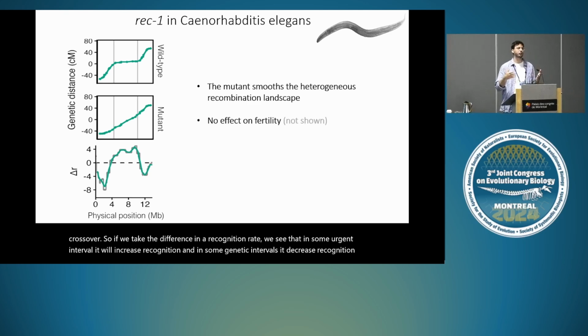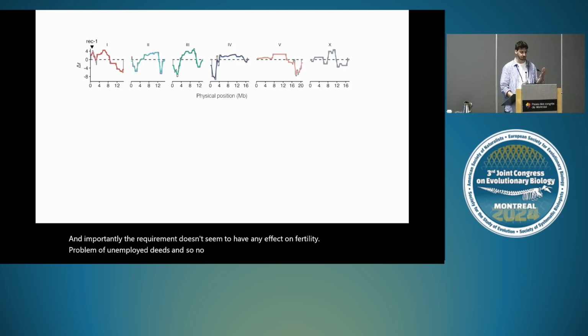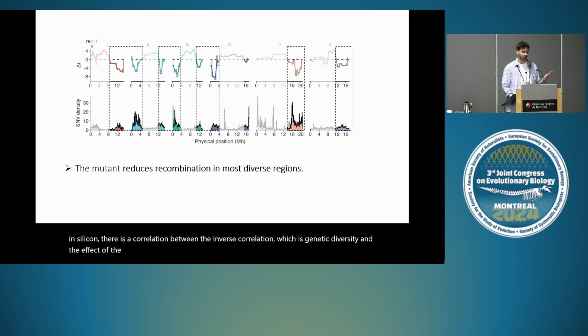And importantly, the REC1 mutant doesn't seem to have any effect on fertility or problems of aneuploidies, and so there is no direct selection. So the effect of the mutant is genome-wide. In green, you see the chromosome tree, which is what I showed you on the slide before, and you see that on all chromosomes, it increases or decreases recombination in some interval. And what's interesting when we look at the SNP diversity in C. elegans is that there is an inverse correlation between genetic diversity and the effect of the mutant on recombination, with most of the genetic diversity in regions where the mutant reduces recombination.